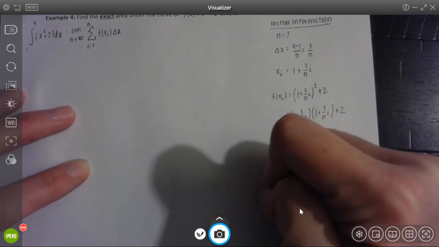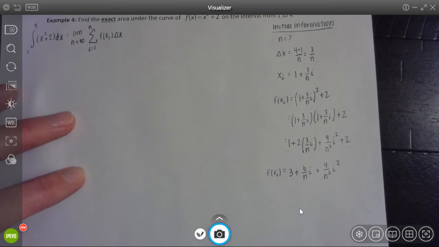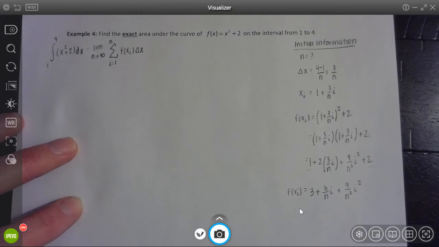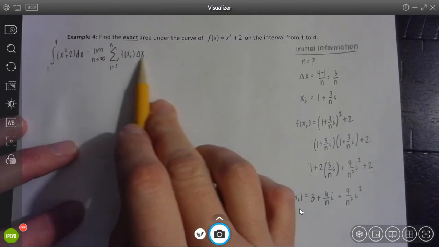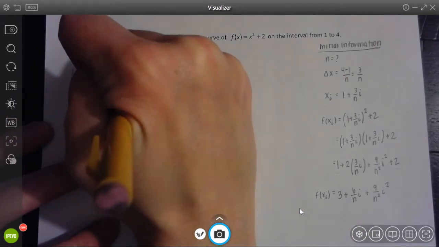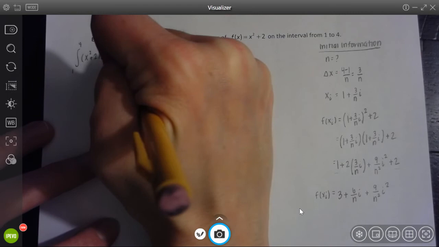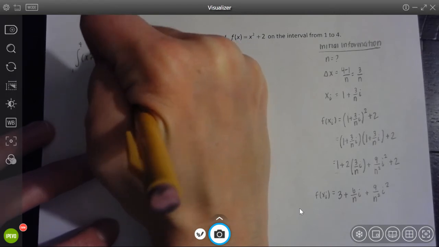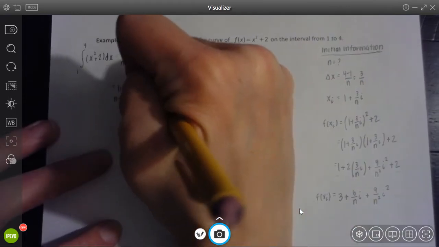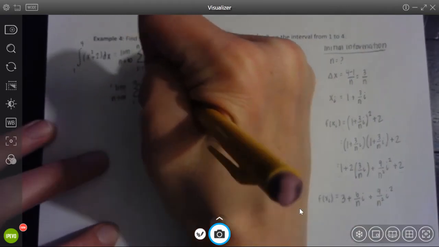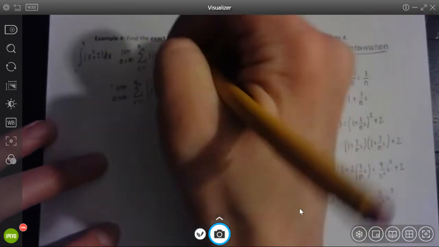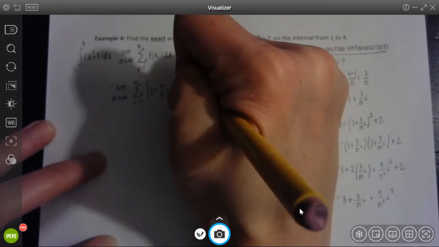So this is my f of x sub i right here. So this is going to be the quantity that I want to bring up and substitute into my formula up here. And then the delta x, we calculated over here to be 3 over n. So my limit as n is approaching infinity of my summation. So I'm going to go ahead and bring this over in brackets. I'm going to multiply that by the 3 over n.